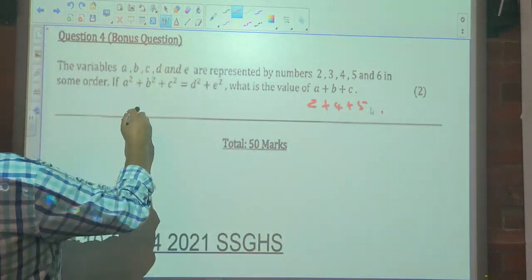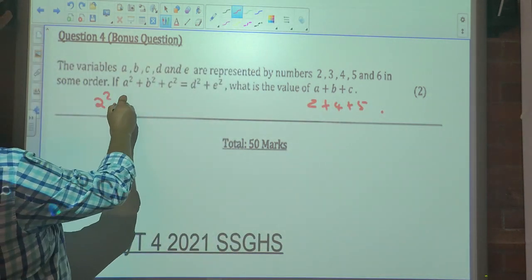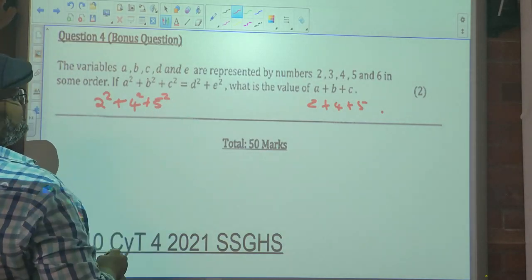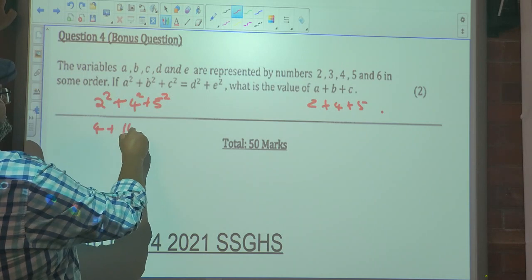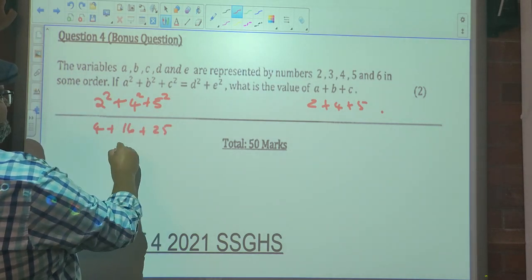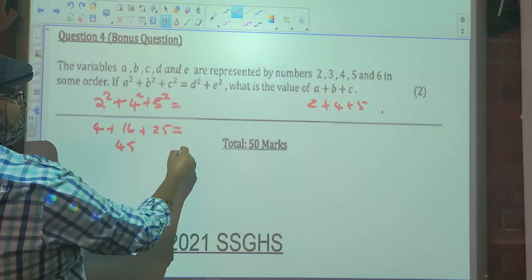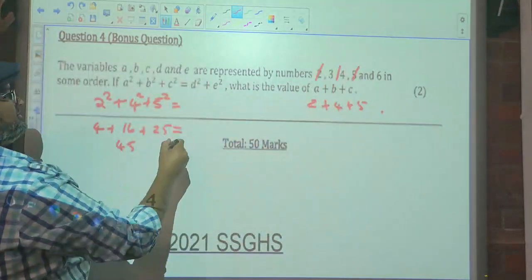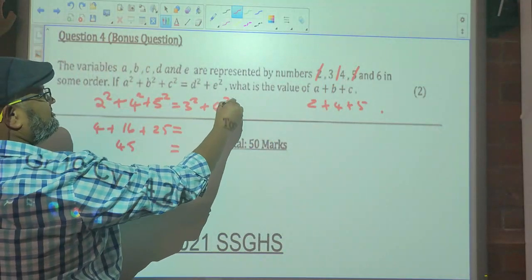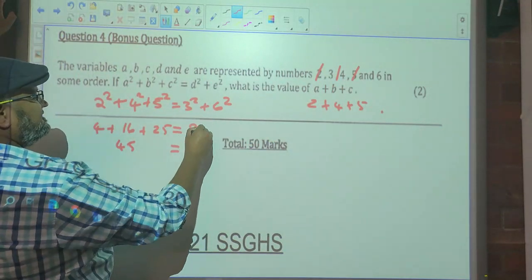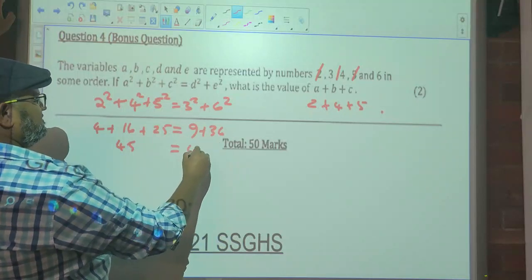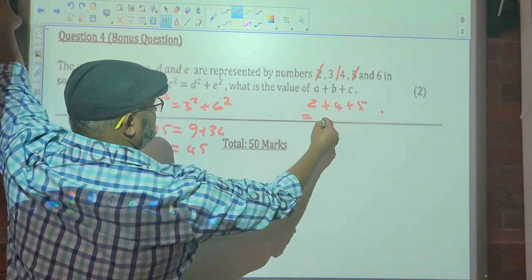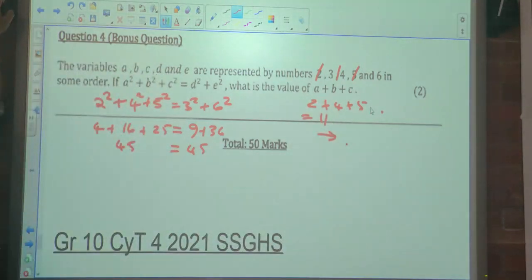Okay, so if A is 2, it's 2 squared plus 4 squared plus 5 squared. That is 4 plus 16 plus 25, which is 45. The other side will also be 45. I've used 2, 4 and 5, so it's going to be 3 squared plus 6 squared. 3 squared is 9, 6 squared is 36, which gives you 45. So 2 plus 4 plus 5 is going to give you 11. The answer that you're looking for is 11.